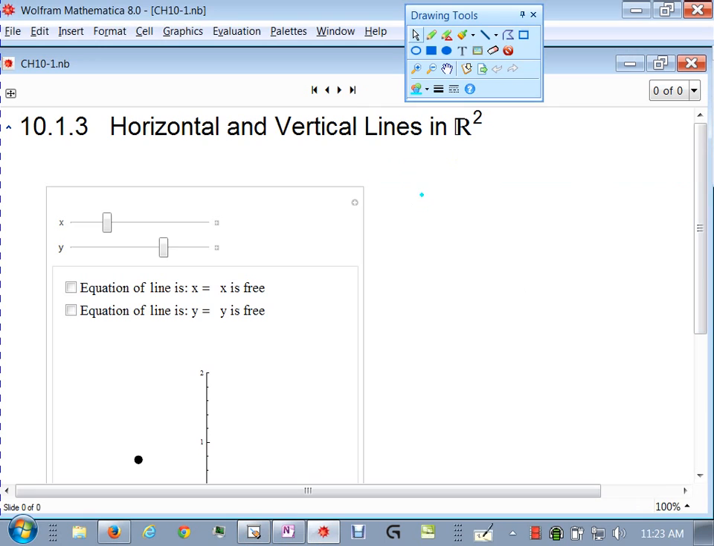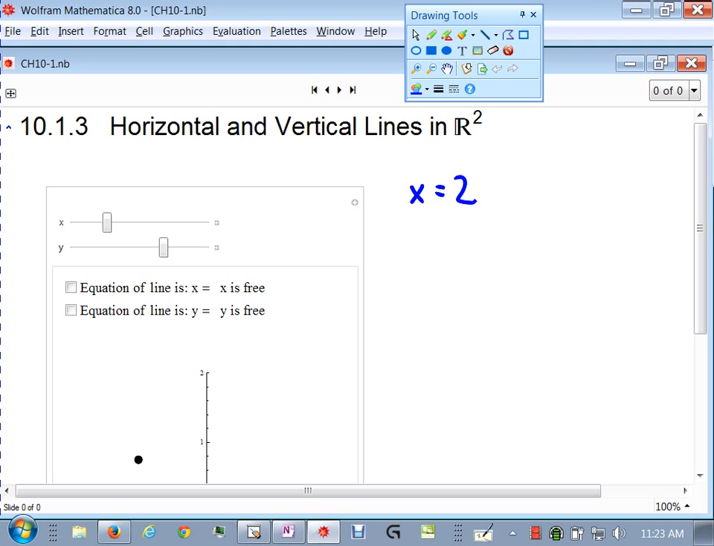And I say x equals 2. What's x equals 2 in two-dimensional space? All the ordered pairs where the x coordinate is 2, right? What about the y value? It can be anything. So we say it's free, right? We call it a free variable, basically.